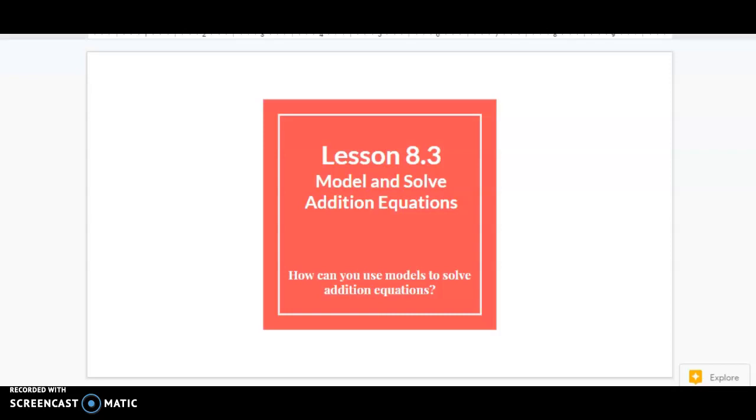So today is going to be lesson 8.3. It's going to be a little bit different, because if we were in the classroom, we would be using something called algebra tiles. However, we're not in the classroom, so I'm going to have to ask you to be creative, okay? Lesson 8.3 is called Model and Solve Addition Equations, and we are answering the question of how can you use models to solve addition equations.